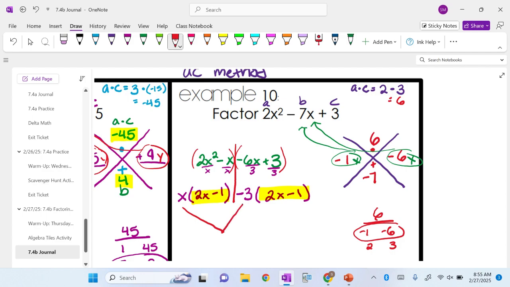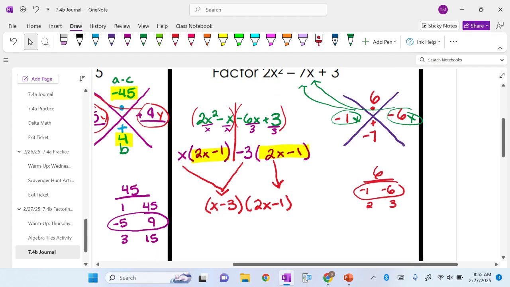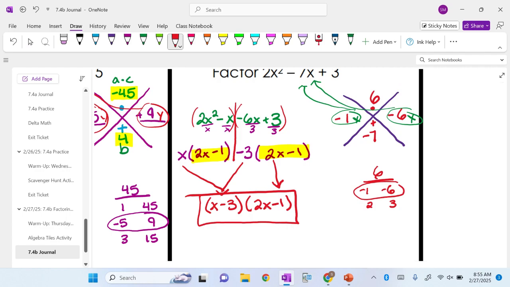So you bring down the two GCFs into one bubble, so x minus 3. And you bring down one of the like bubbles, so 2x minus 1. And that's our polynomial factored. Any questions on that one? All right.